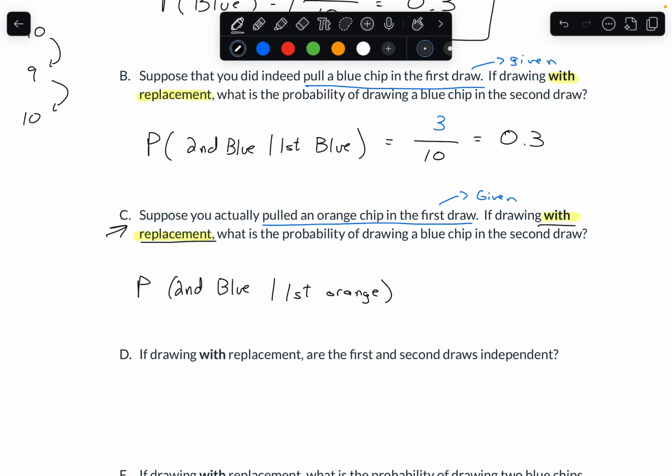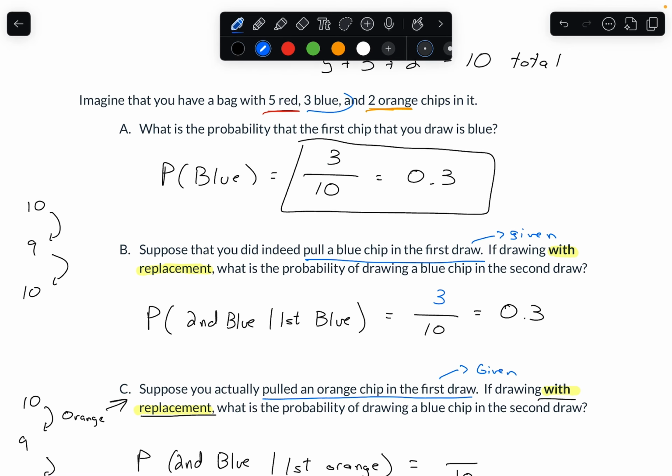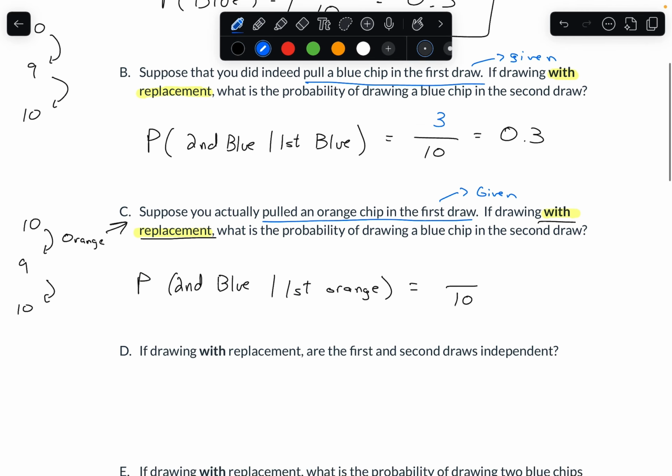So again, if I'm drawing with replacement, I take one out, and now I have 9 left. This one was orange. But then I put it back, and now there's 10 left for me to choose. So again, out of the 10 chips that are remaining in my bag, the first one, I didn't affect the blue chips at all. So if I go back and look, we said that there were 3 blue chips right here. So once again, 3 out of 10, or simply just 0.3.